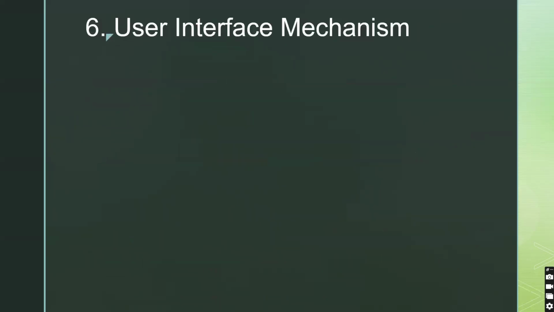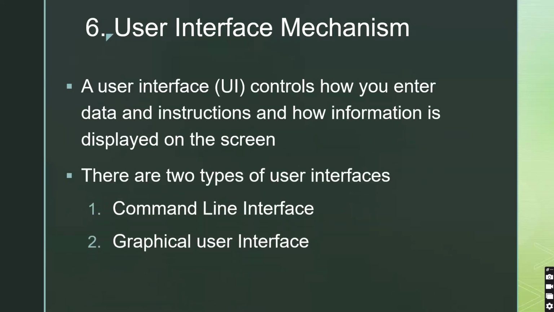And last is the user interface mechanism. Now, if you want to use the operating system, then there should be a user interface. An operating system having an easy user interface will be more popular. If you take the example of Windows and Linux, then the Windows operating system is more popular because it has a very user-friendly interface. Now to interact with the operating system, there are two ways.